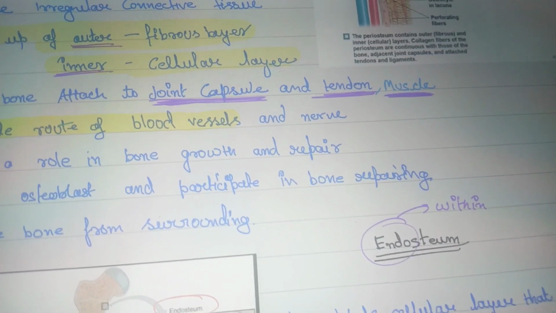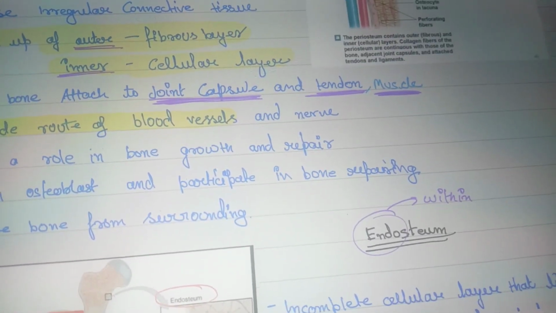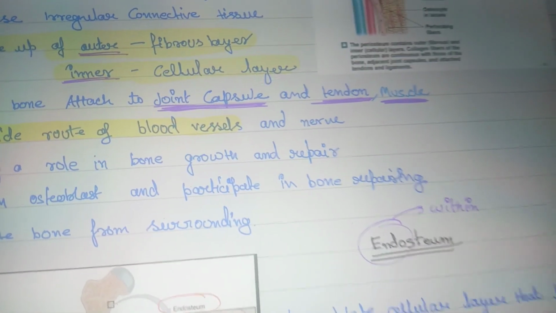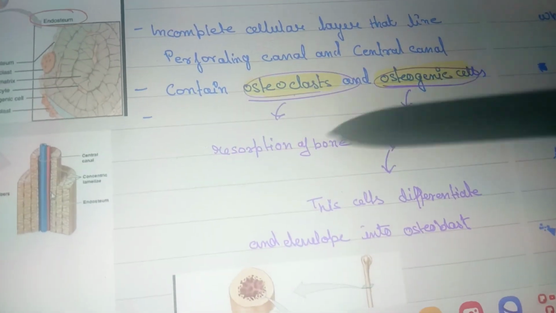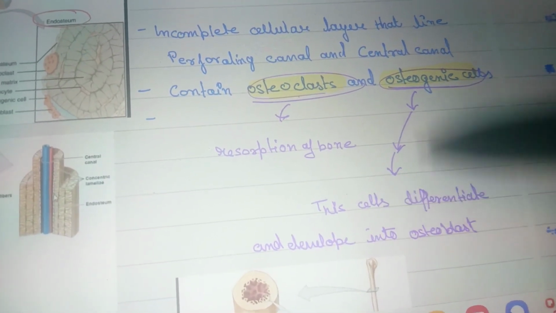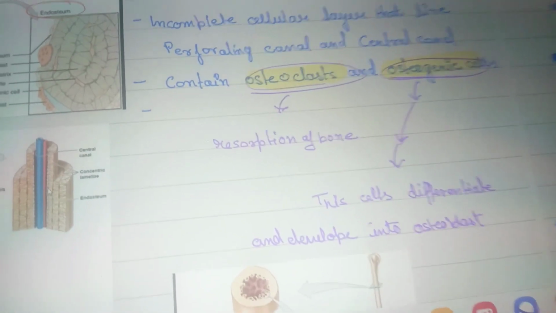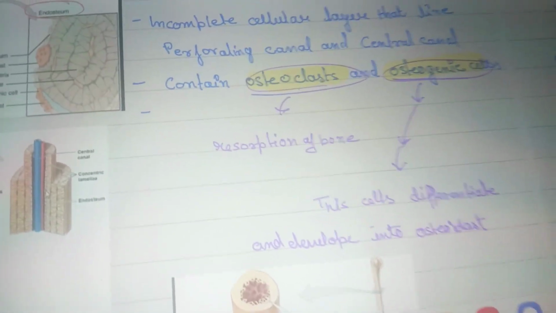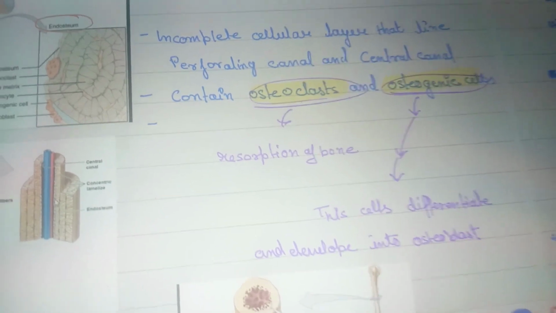The second point is always write short, because it will help you in the exam. Osteoclast and osteogenic. Osteoclast function is resorption of bone. Do not make it brief, keep it simple, and it will be very useful in your exam.